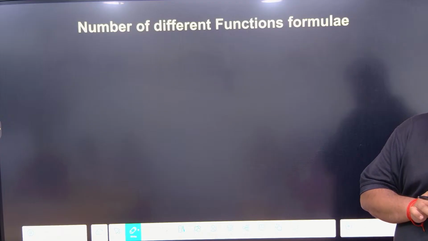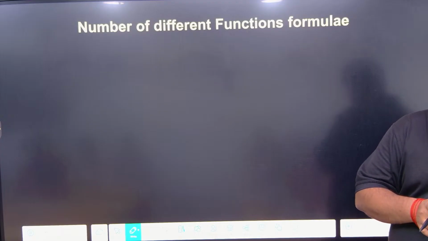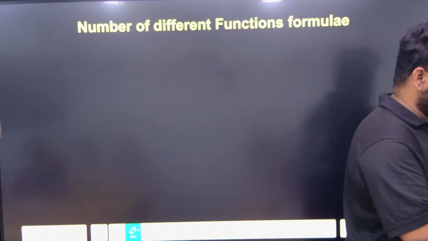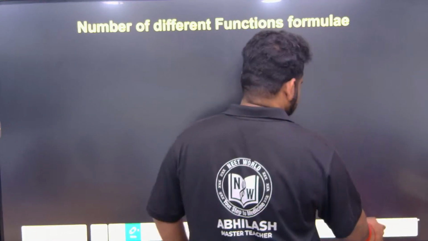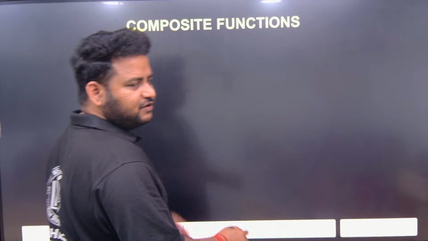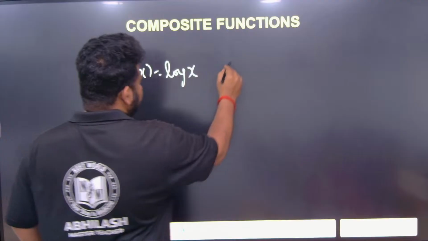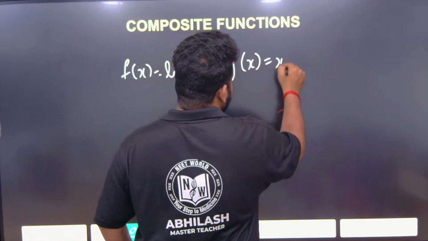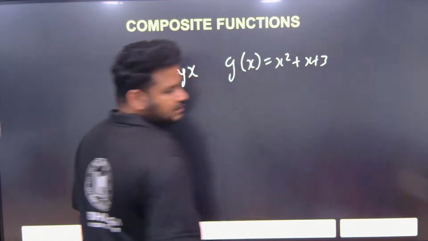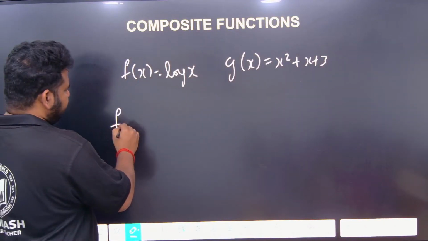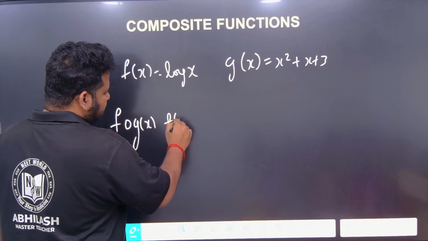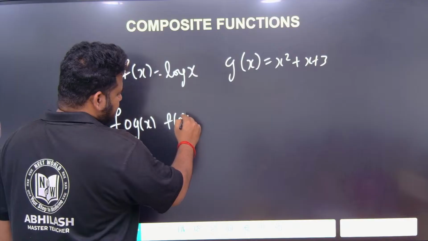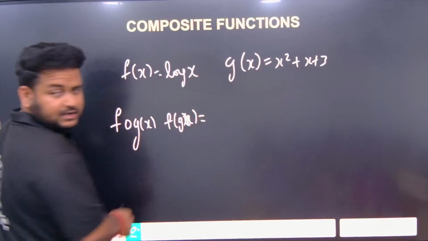Next we will go to composite functions. Composite function means a function within a function. Suppose f of x is written as log x and g of x is written as x square plus x plus 3. If I ask you to find f of g of x, what will you write?